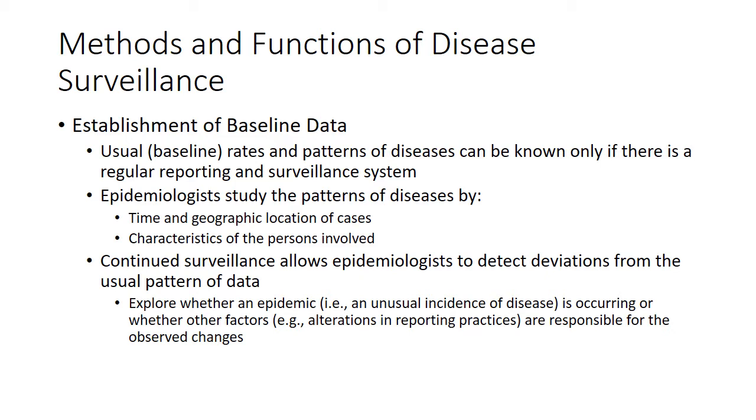And so by looking at this continued surveillance, that will help epidemiologists to look for deviations, looking for whether an epidemic, in this case an unusual incidence of disease, is occurring, whether it could just be random chance, or it could actually be something going on. Maybe there's been an alteration in the reporting practices, or maybe there are lots of different factors that go into it. And these deviations and patterns are what trigger the epidemiologists to look at it with a better magnifying glass.